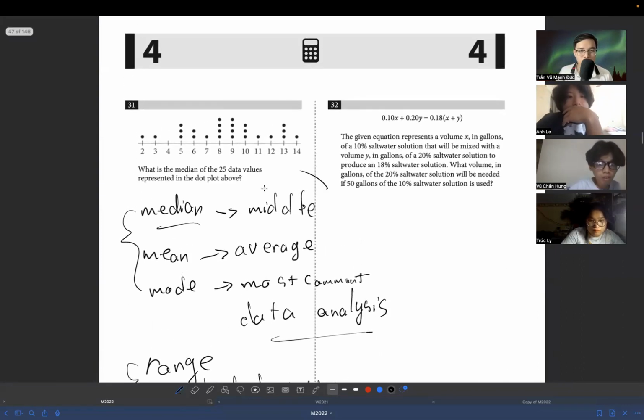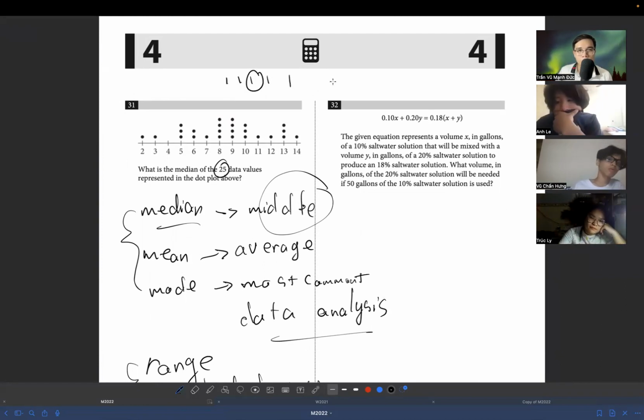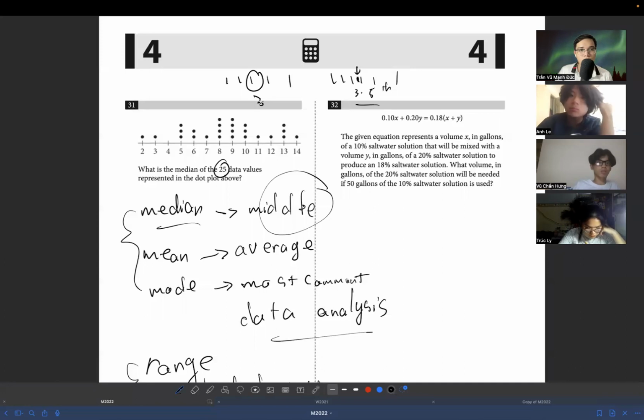Median is the middle. What's the middle of the 25 values? So the middle of 1, 2, 3, 4, 5 is the third one, and the middle of 1, 2, 3, 4, 5, 6 is this one. The imaginary one here is 3.5, right? The 3.5th point, and this is the third point.